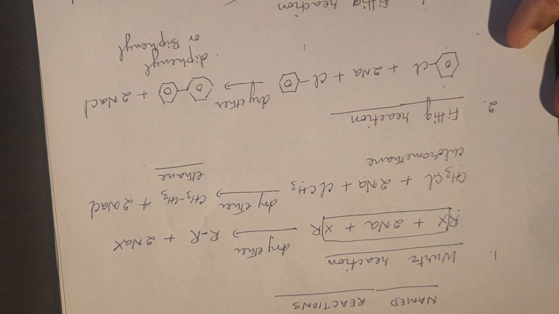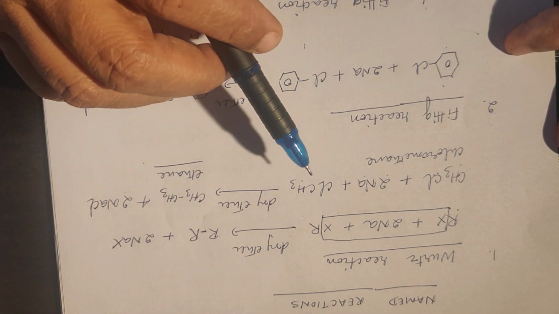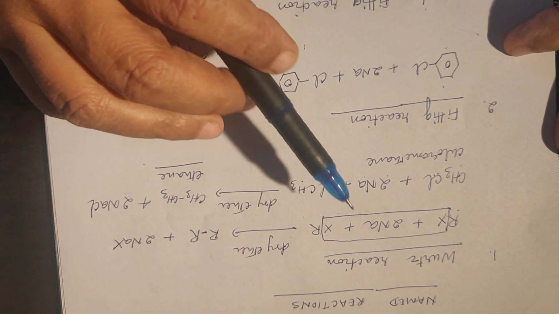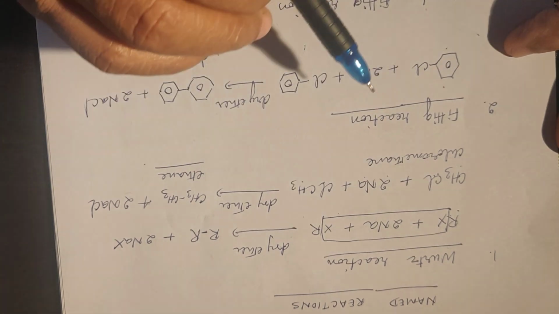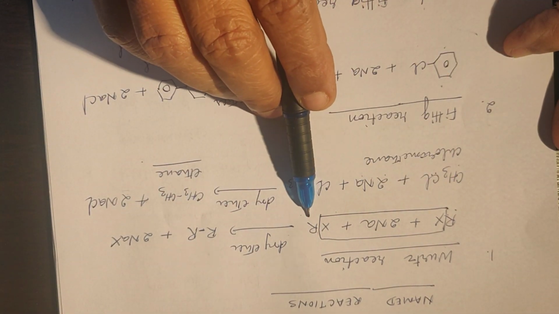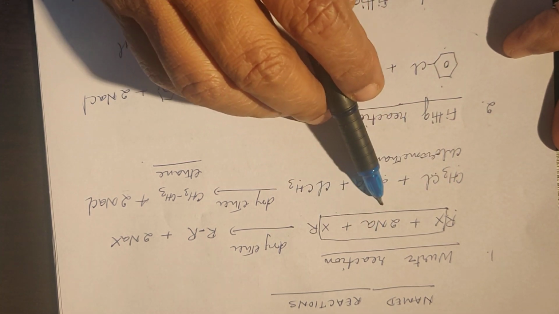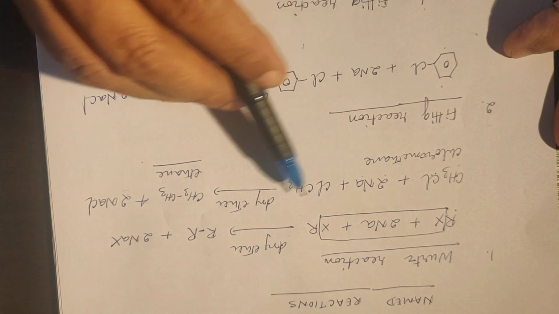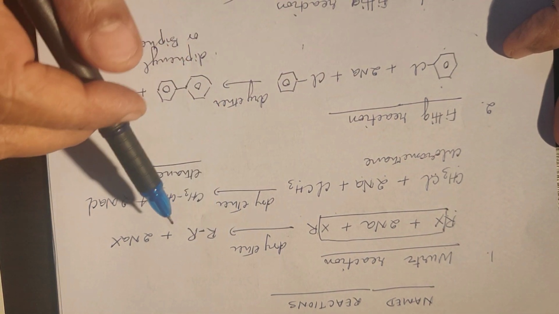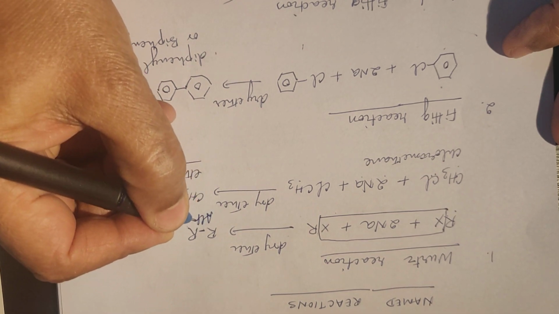Yes, let us start with the named reactions today. First, what you have already done in 11th class also, that is Wurtz reaction. Now in Wurtz reaction, two molecules of alkyl halide, RX, will react in the presence of metallic sodium and dry ether to give you an alkane.